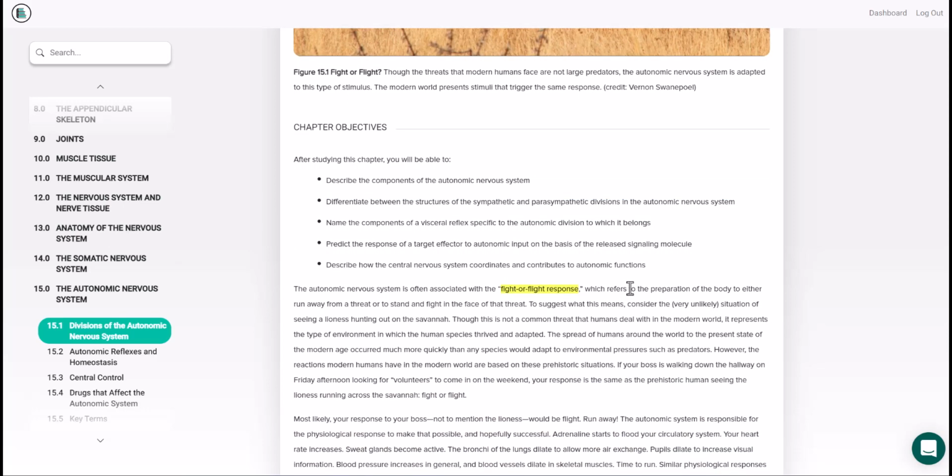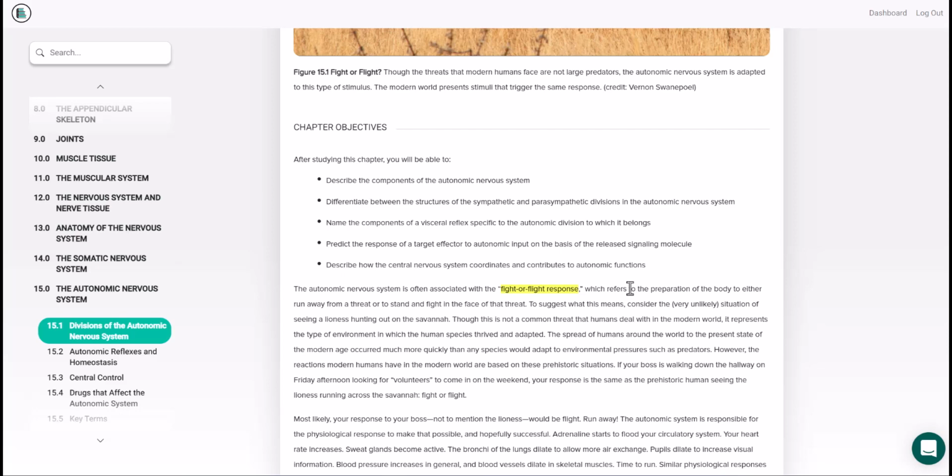You have probably heard of the fight or flight response. The fight or flight response is also called the sympathetic division of the autonomic nervous system. And we've all experienced this. The fight or flight responses are those things that our body does when we're scared, when we're threatened, when we are fearful of something. Those are those fight or flight responses.